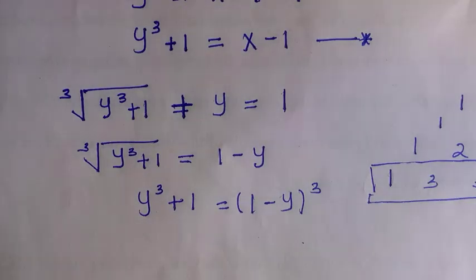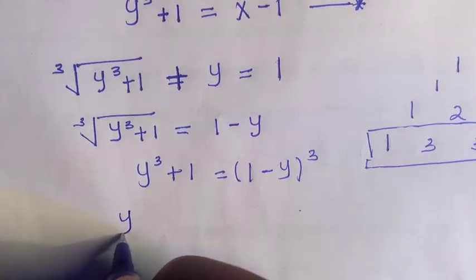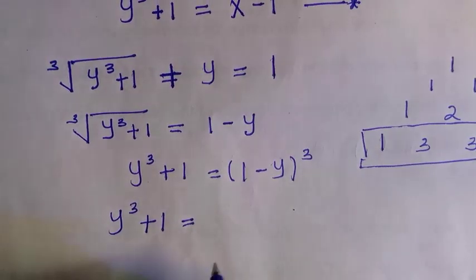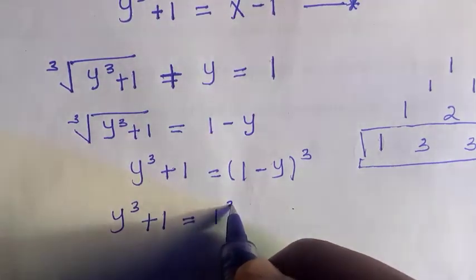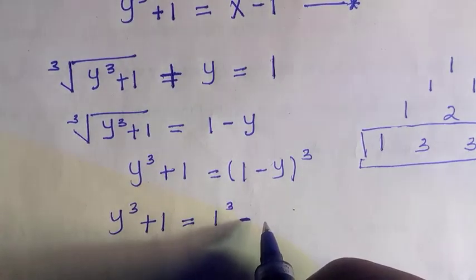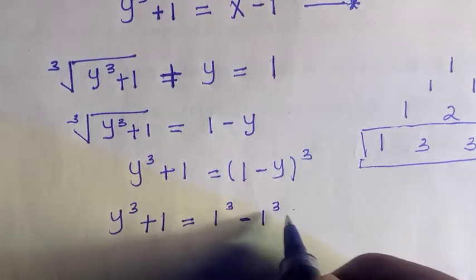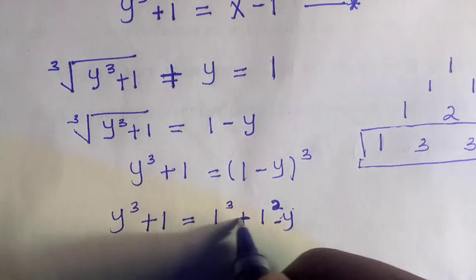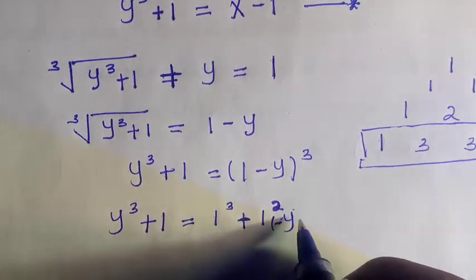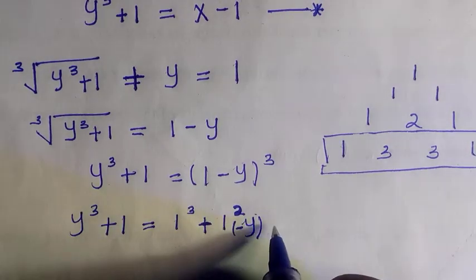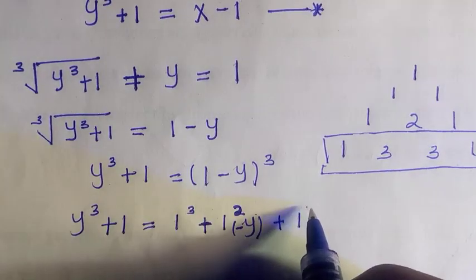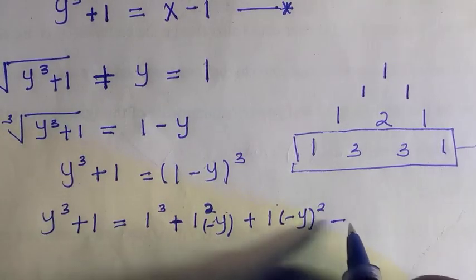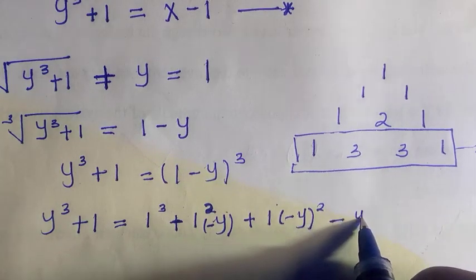Then by expanding this, we are going to have y raised to power 3 plus 1 equals to, let's start expanding this. So we have 1 raised to power 3, negative 1 raised to power of 2. Then we have negative y, and I change this one to plus, just to make it easy. Then we have plus 1 raised to power 1, that is still 1. Then we have negative y raised to power of 2. Y for the last one, so we are going to get negative y raised to power 3.